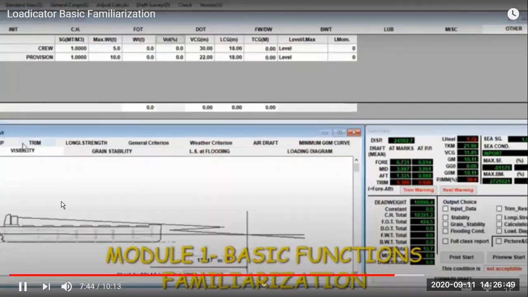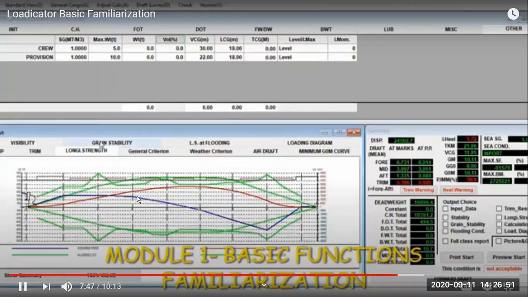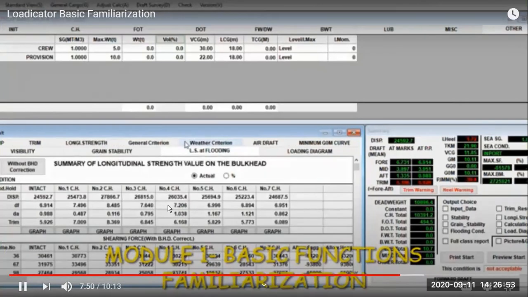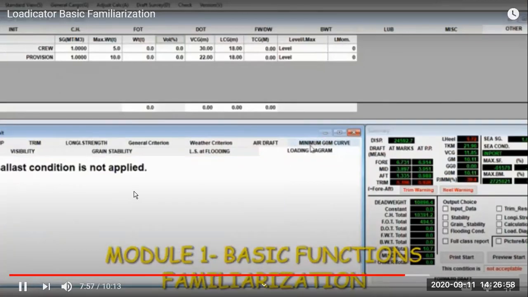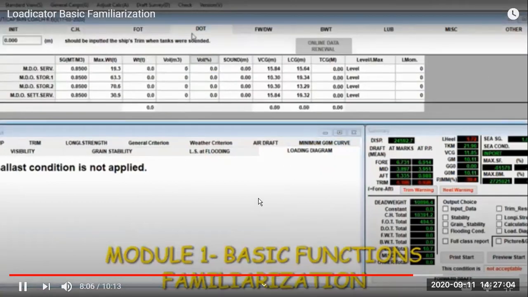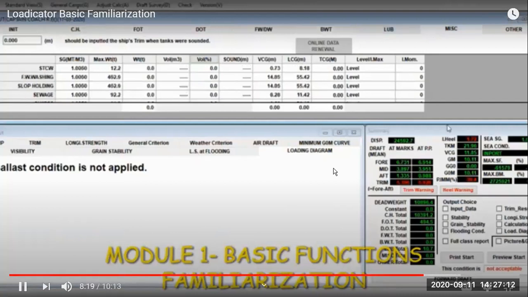So you have the visibility of the ship, longitudinal strength, then weather criteria, loading diagram. We have all the new draft and displacement all displayed here. We can get the air draft, loading diagram, general condition, grain stability, trim, special stresses, and all the cargo hold weight and everything.